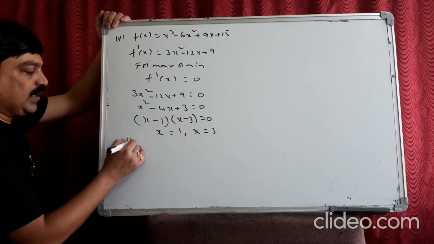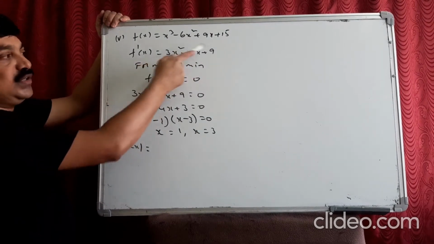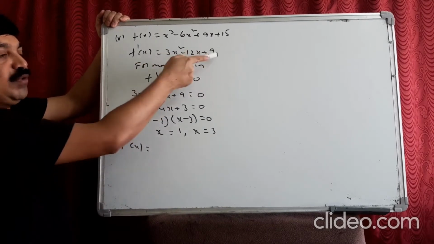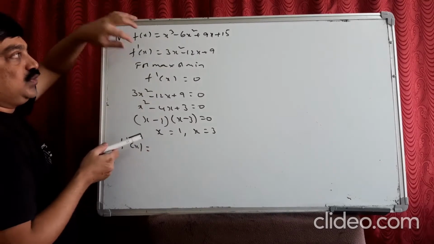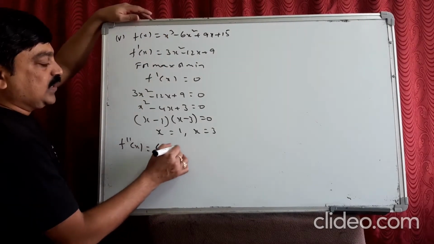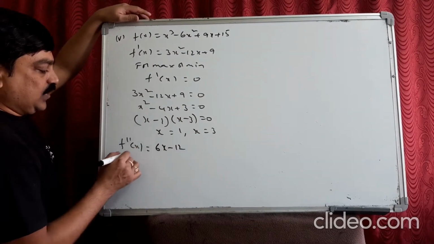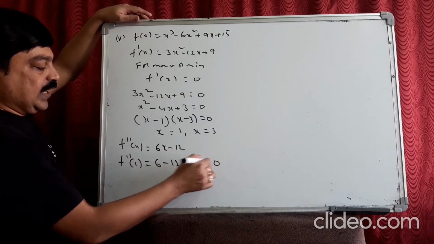Now go with the double derivative. See, you cannot cancel here because it is not equal to 0. Some people they do that. See, you have to cancel only here, but when you take the double derivative, you should include these things also. 6x minus 12. So let us substitute f double dash of 1. 6 minus 12, minus 6, negative.